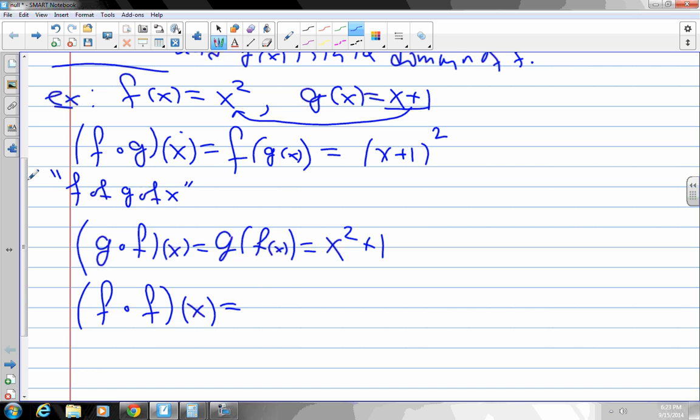X squared squared. Because again, you're thinking this is my outside function. That's set in stone for this specific example. It's just x squared. What goes inside? Well, another x squared. So x squared squared, which is x to the 4th. Is that okay? And the domains are just all real numbers. There's nothing to worry about.